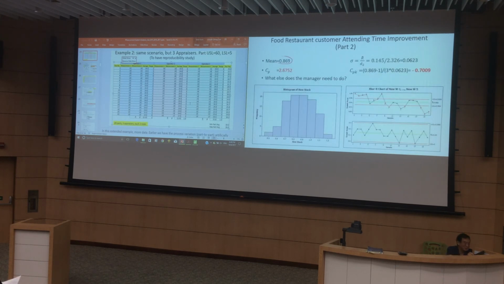The mean now is 0.8, right? This guy here, and this one here, and then the range here is here, right? And then you got the distribution here, sigma, all this, you know how to do it, right? So look at the graph here. Range chart is okay, but R chart is bad. You have a problem?